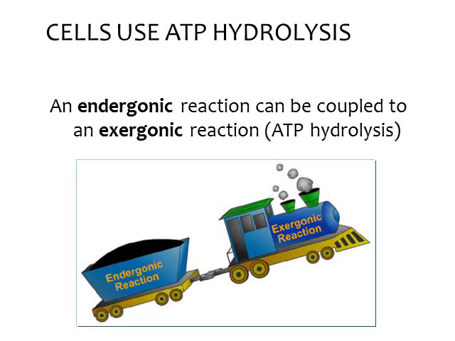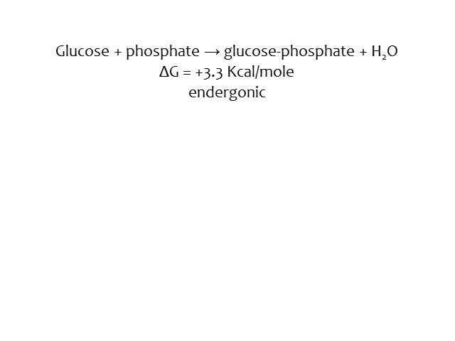So you can kind of think of the exergonic reaction as the engine that's going to pull our endergonic reaction behind it. So that's why I have a picture of this train on this slide. So for our endergonic reaction, we're going to take a glucose molecule, which is a simple sugar, and we're going to add a phosphate group to it. And in order to do this, we have to add in 3.3 kilocalories of energy.